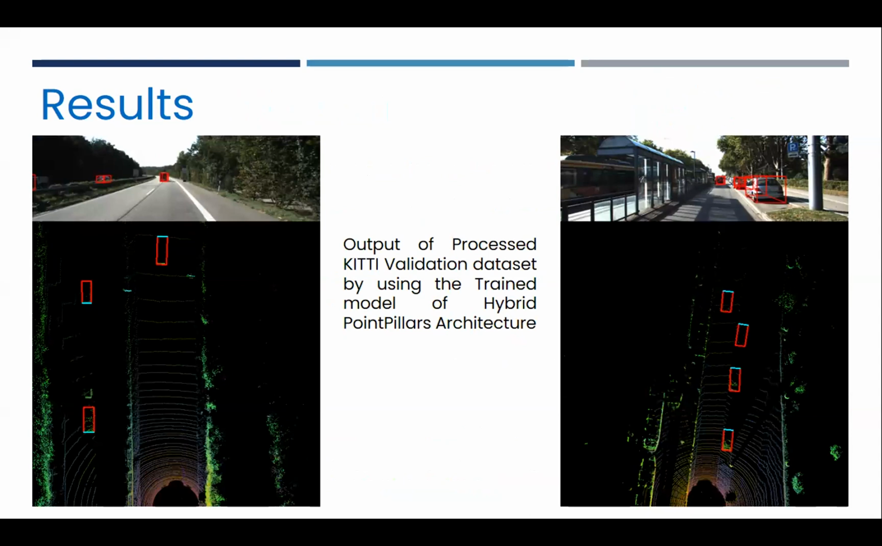So these are the output images of our project from the KITTI data set. The left image is picture number 7 in the data set, and the right image is picture number 4 in the data set. In both images, the top section is the camera view. That is, it is detecting the bounding boxes obtained from the camera data. It is processed, and this is the output we got, and the image below is the LiDAR data.